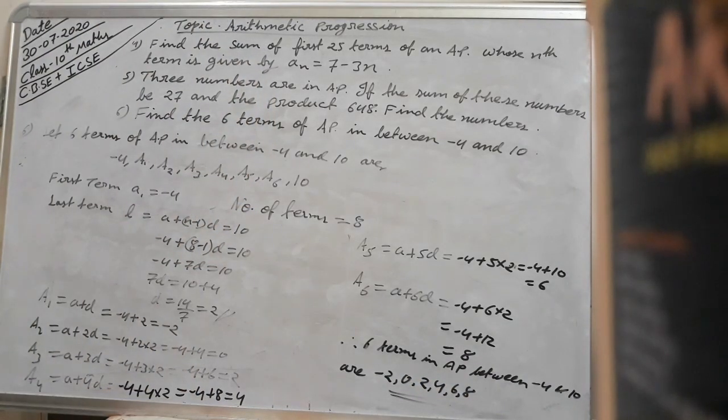I think you understood these questions. I have taken different types of questions so that you are able to solve all other questions in your NCERT books or ICSE books. Now today's arithmetic progression is completed.